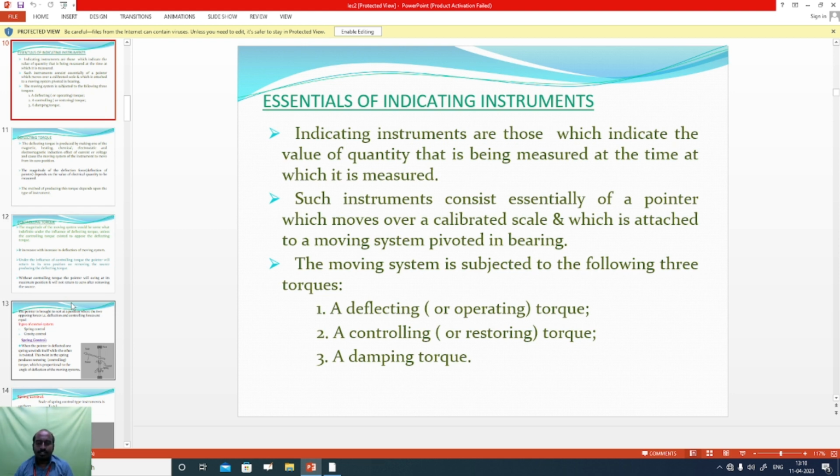So what is the deflecting torque? We have discussed it. It is the torque which is produced by any electrical quantity which is to be measured. It can be produced by any means, by either heating or a chemical or electrostatic effect or electromagnetic effect.